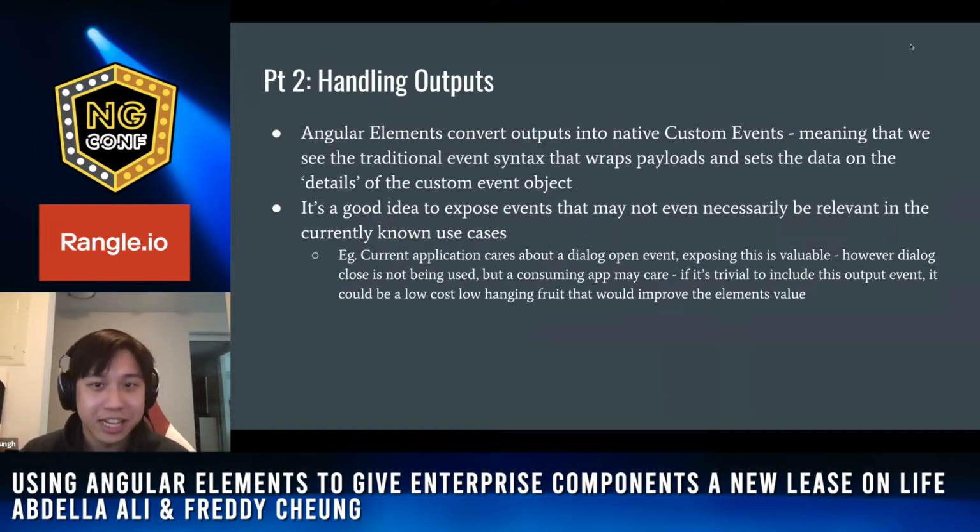It's also a good idea to expose events that may not be mandatory, or better said, may not be relevant in a normal use case. For instance, exposing a dialog open event is valuable, and it's the normal use case scenario you can think of. However, while dialog close might seem irrelevant to, let's say, app A, another consumer app, let's call it app B, might care and use this to perform some sort of operation. We might find it trivial to include, but it could be a low-cost, low-hanging fruit type of thing that we could add to increase the element's value.